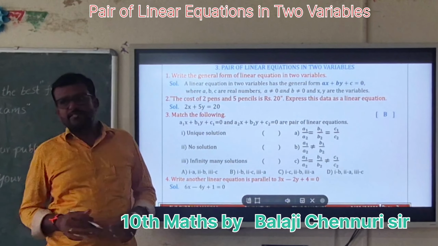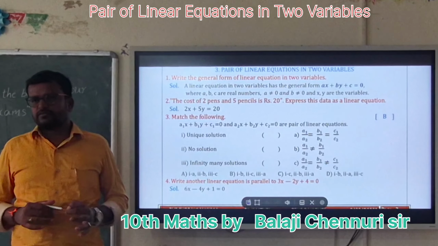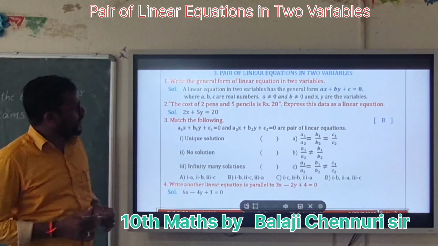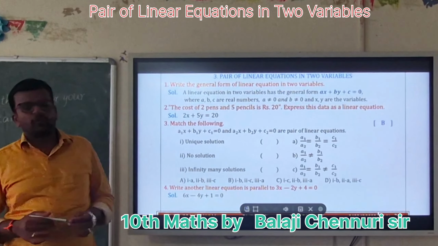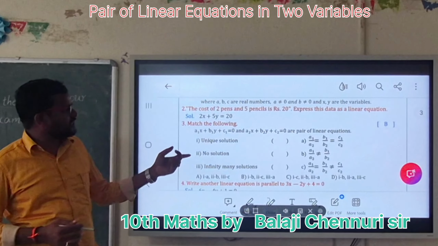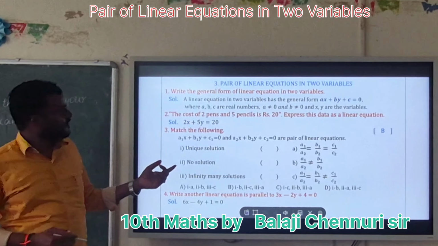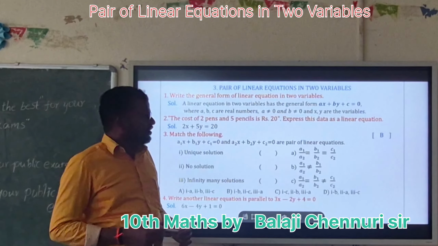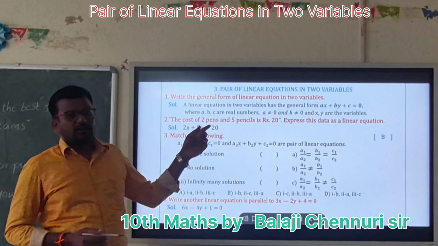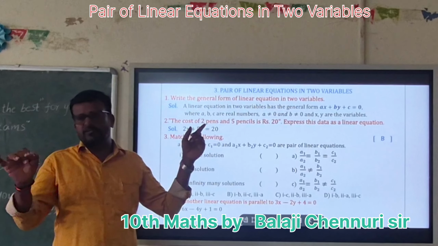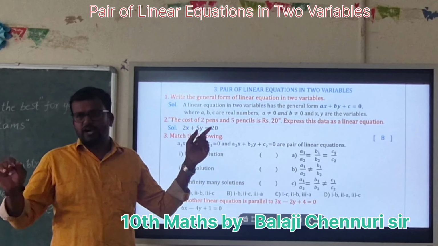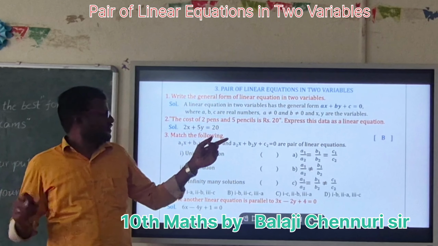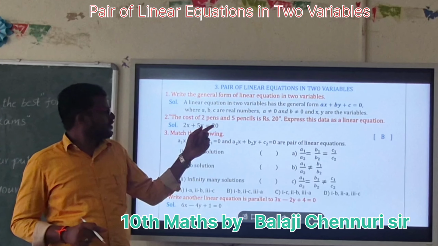This type of question may be asked in the exam. The cost of 2 pens and 5 pencils is 20 rupees. Express the data as a linear equation. Let us assume the cost of a pen is x and the cost of a pencil is y. Then 2x + 5y = 20.